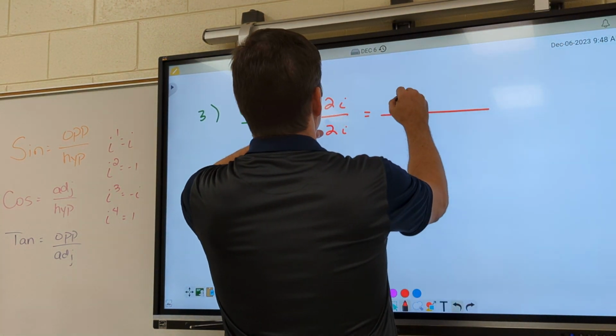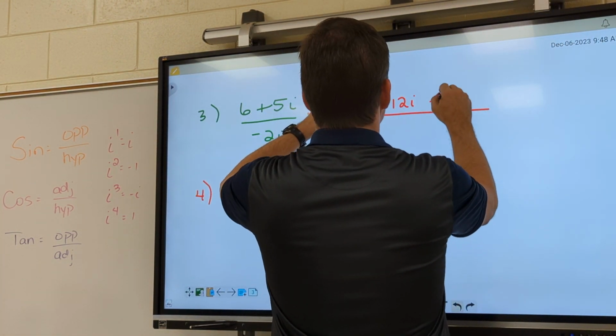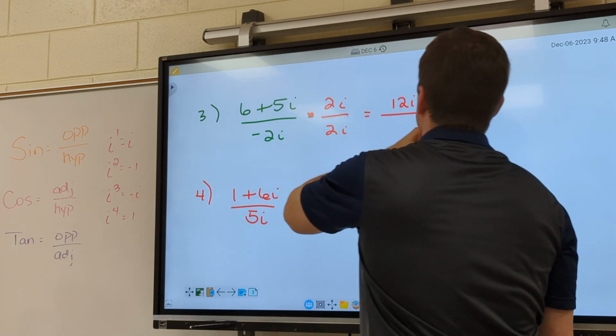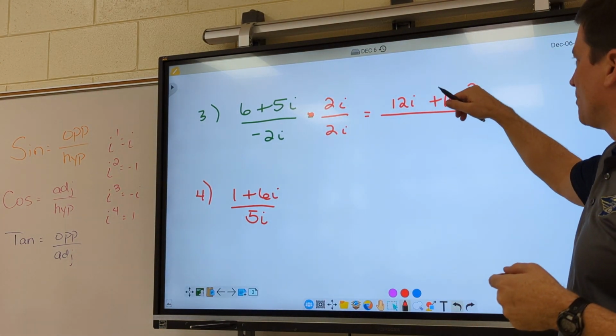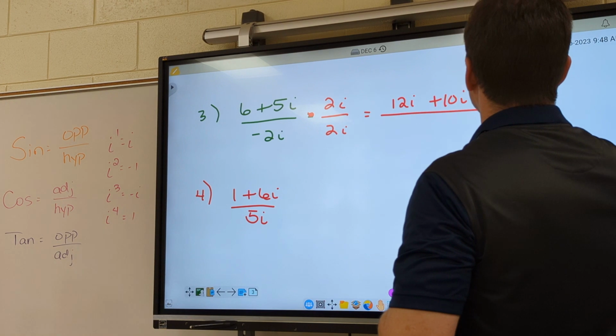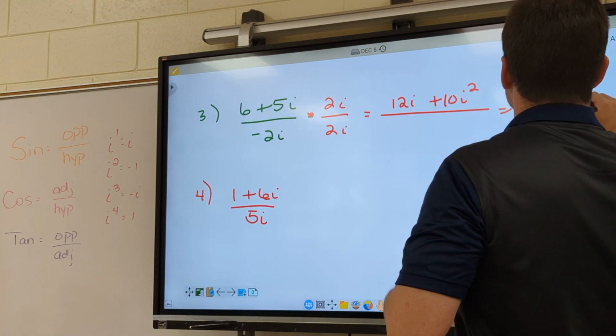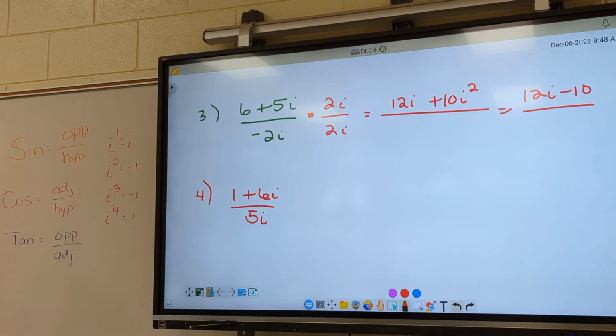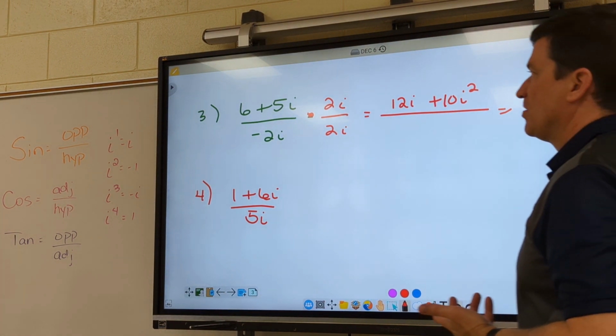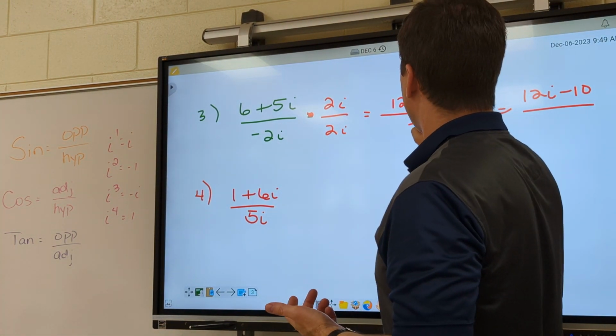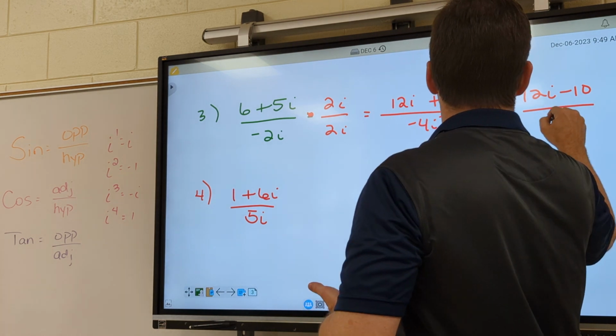All right, so I got 12i plus 10i squared. Luke Hall, what's this 10i squared going to turn into? So y'all got 12i minus 10 on top. Everybody good? All right, the bottom's gonna be quick and easy. Look, that's negative 4i squared. What's that turn into? Positive 4.